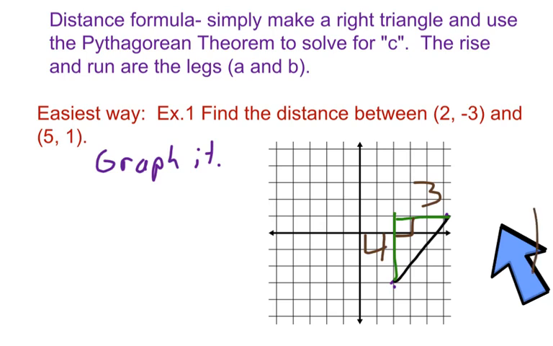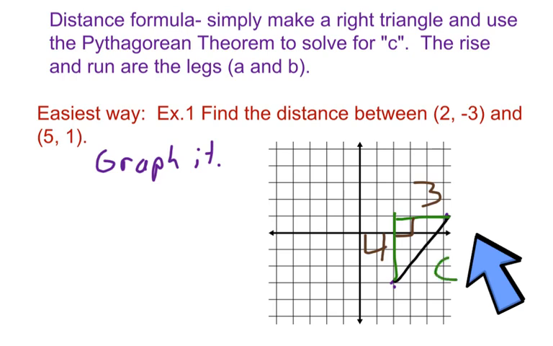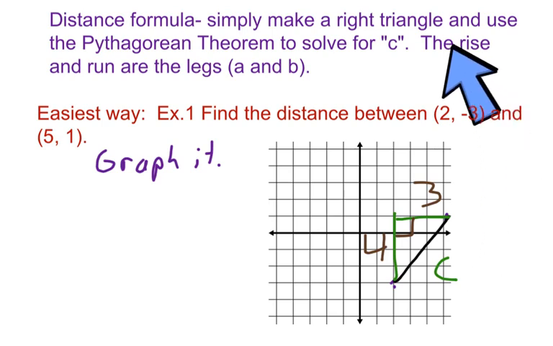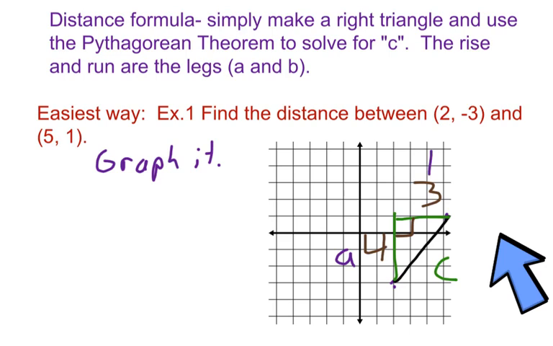And remember what we set up here? We said we're solving for C, so that's our hypotenuse there. So I'm just going to label those letters so there's no question. I'm solving for C, and it says that I'm given the rise and the run, which are the legs, my A and B. Remember, those are your smaller sides. So A and B go here. It doesn't matter which one's A and which one's B. And now we just have Pythagorean theorem.